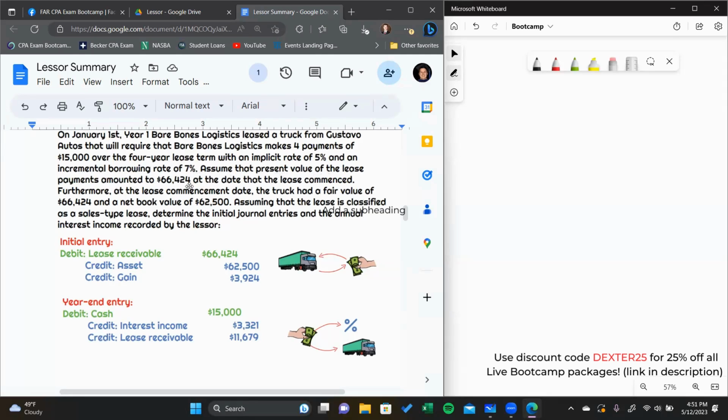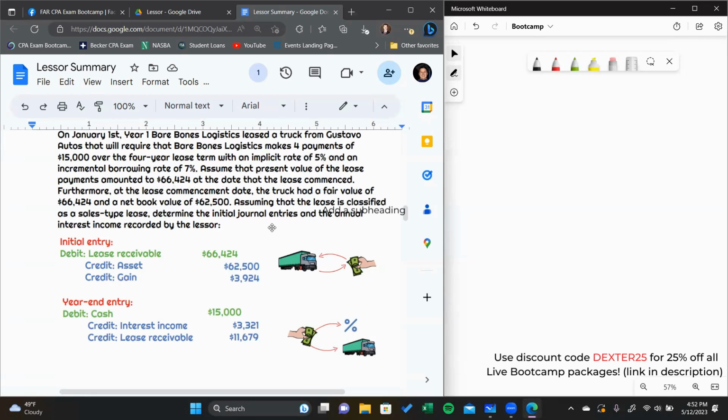Now, really quick, if they asked us to calculate the present value of lease payments, we would do that using the implicit rate. Remember, the lessor always knows the implicit rate, and the implicit rate is the first choice. We only pick incremental borrowing rate if we are the lessee and we don't know the implicit rate. So we would have used the implicit rate of 5% to calculate the present value of $66,424. And the truck had a fair value of $66,424 and a net book value of $62,500. Assume the lease is classified as a sales type lease.